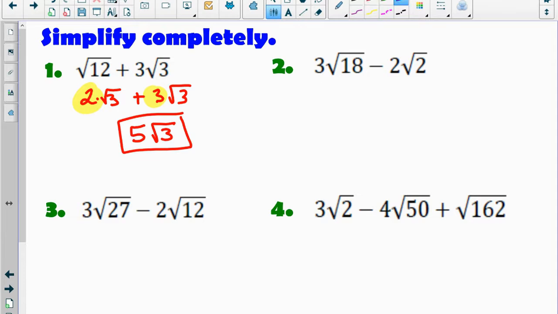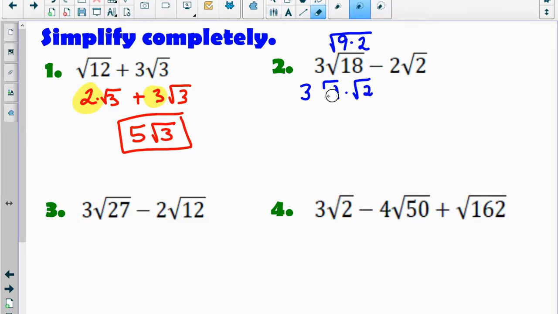In example 2, I see that square root of 18 is different than square root of 2. However, the square root of 18 can be simplified. I know that 18 is the result of 9 times 2. So if I think about simplifying that radical, I have the 3 that was already out front, and then the square root of 9 times the square root of 2 when I break up the square root of 18. Let's see, what can I do with that? The square root of 9 is exactly 3.